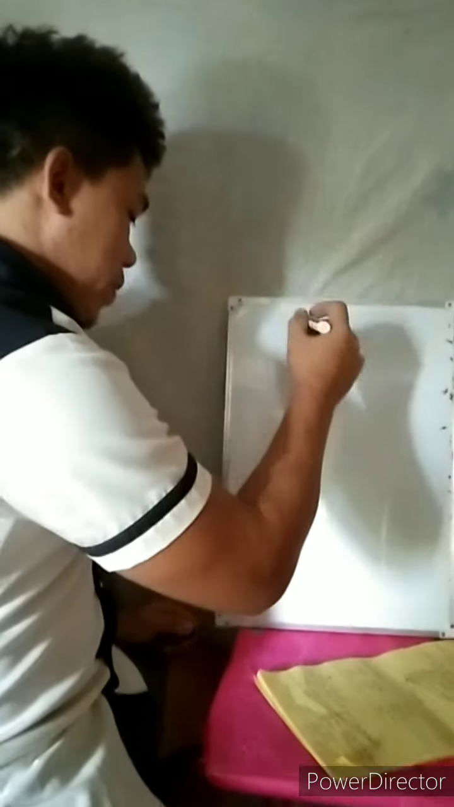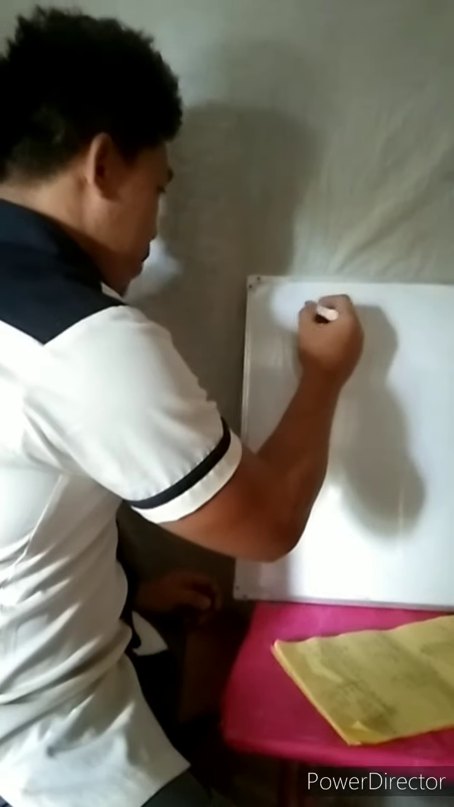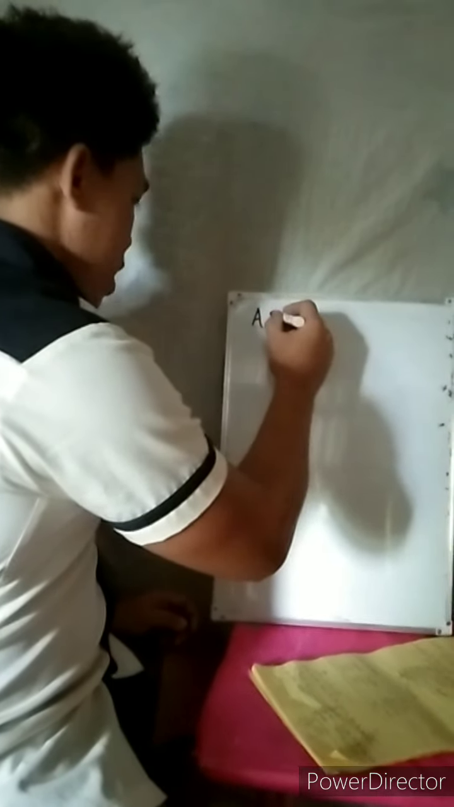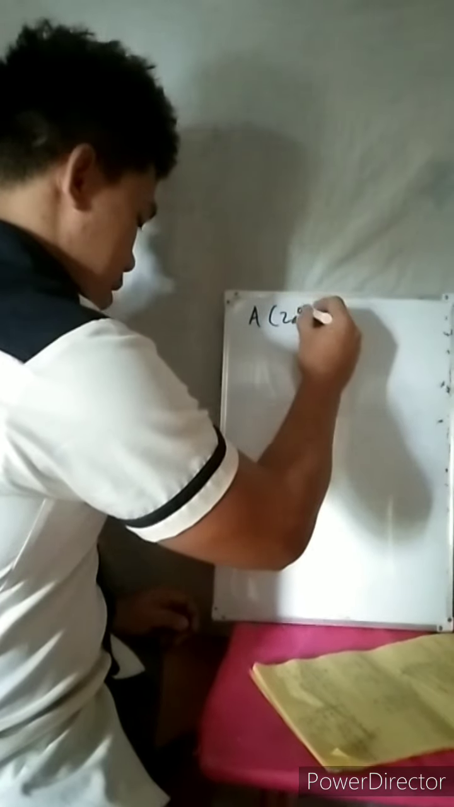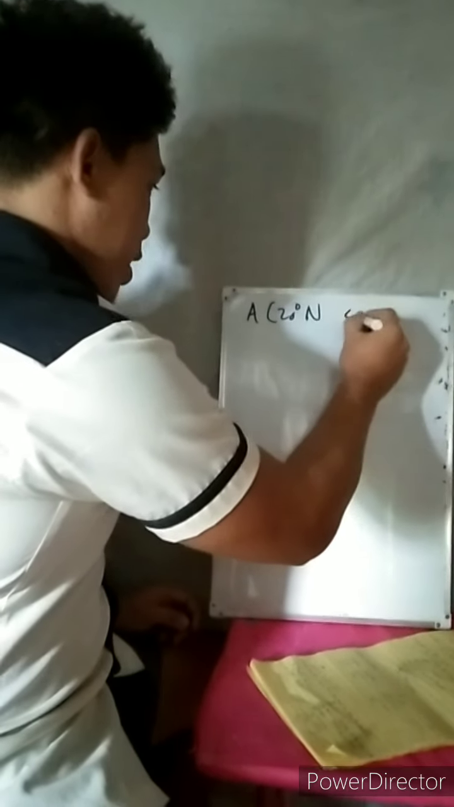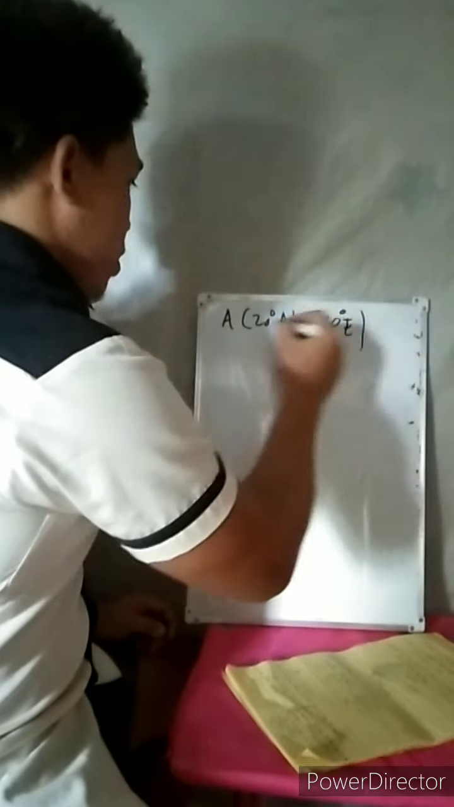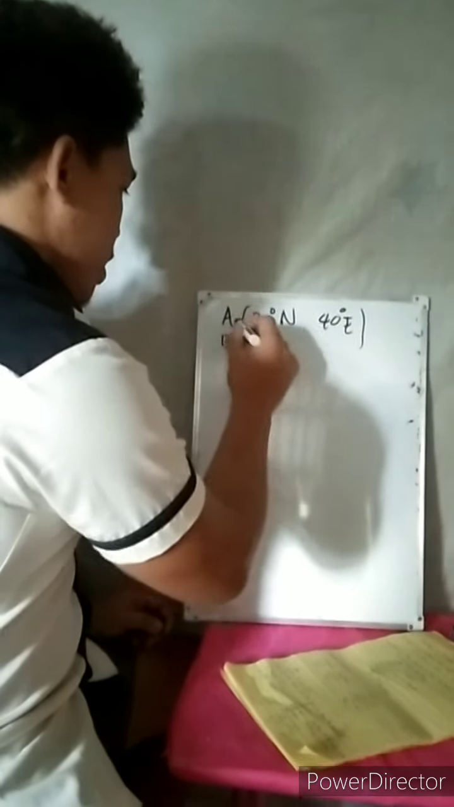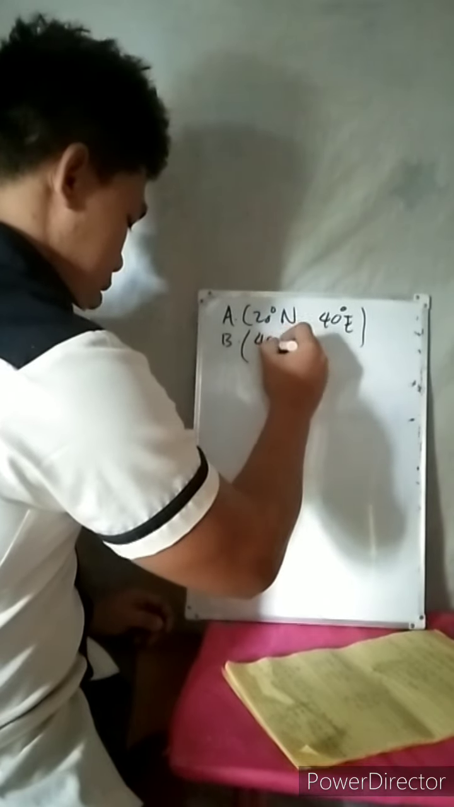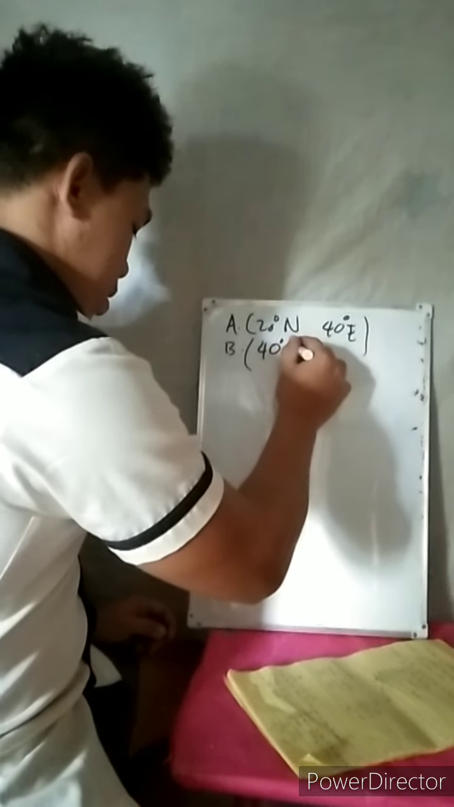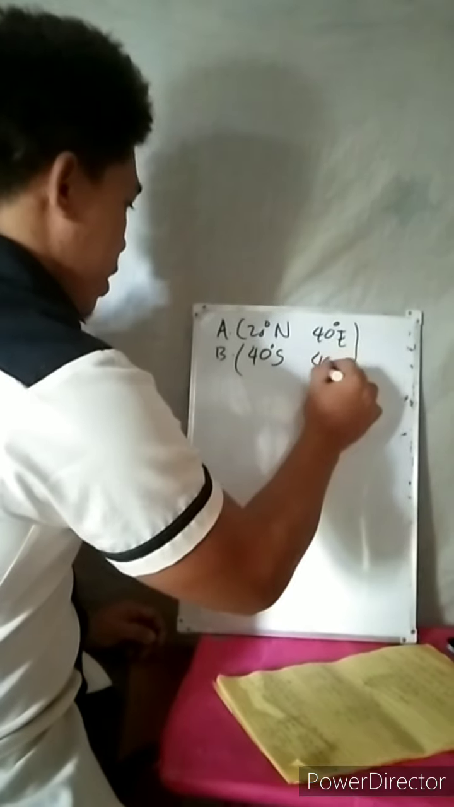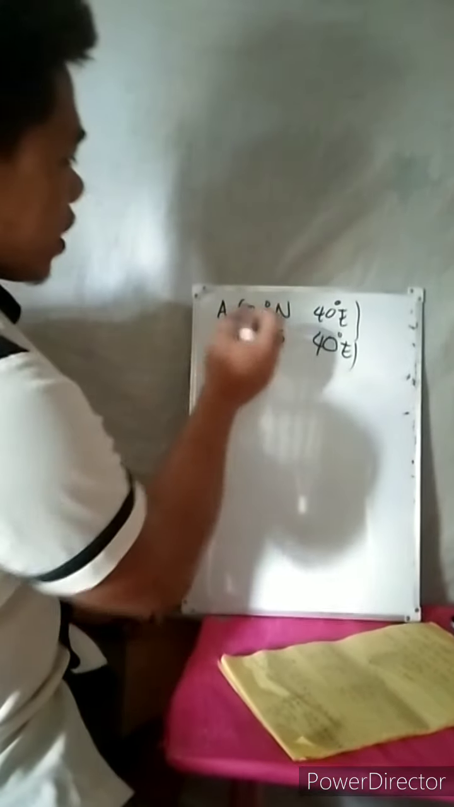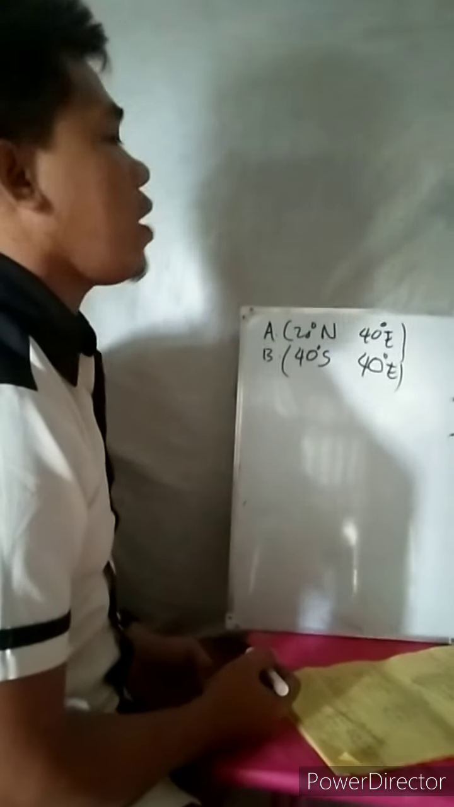Okay, para sa ato example sa pag-locate sa duha ka place sa aton nga globo, kinahanglan for example, may ara kita nga given nga point A, 20 degree north and 40 degree S. So sa point B may ara kita 40 degree south and 40 degree S. So may ara kita duha ka point, A kag point B.